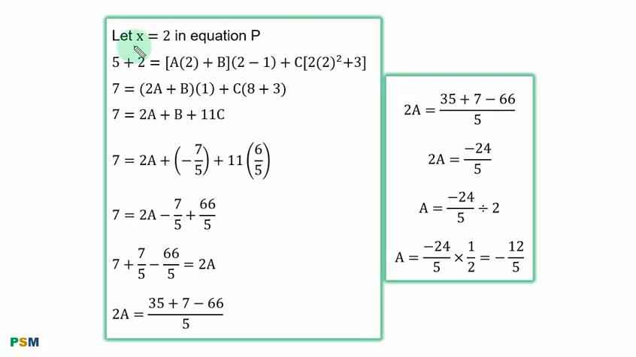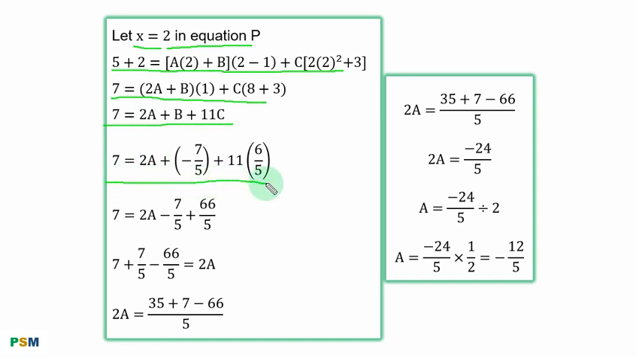Next, let s equal to 2, or any other value except 1 and 0, in equation P. This is equation P. You replace s with 2. When you simplify, you have this result, which further simplifies to this. Previously, we found B and C. You replace them, you have these results. You open the respective brackets. Next thing is to collect like terms. Transfer these two terms to the left hand side. You have it in this form.